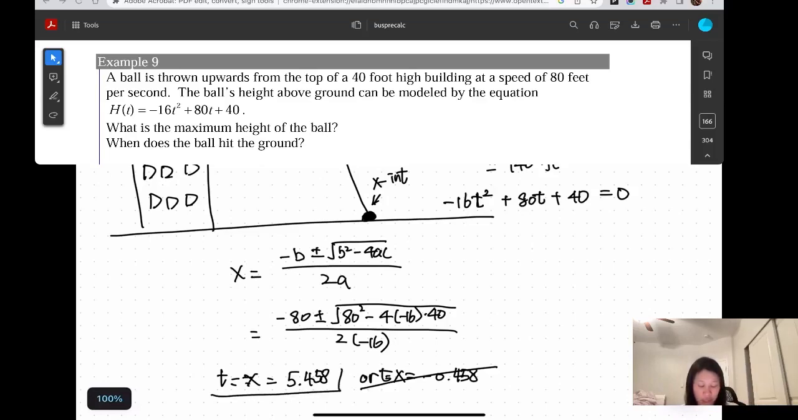So when t equals 5.458, the ball is going to hit the ground, right? That means after you throw the ball, after about 5.458 seconds, the ball hits the ground. Okay, so this is the application problem. That's it for today. Let me know if you have other questions.